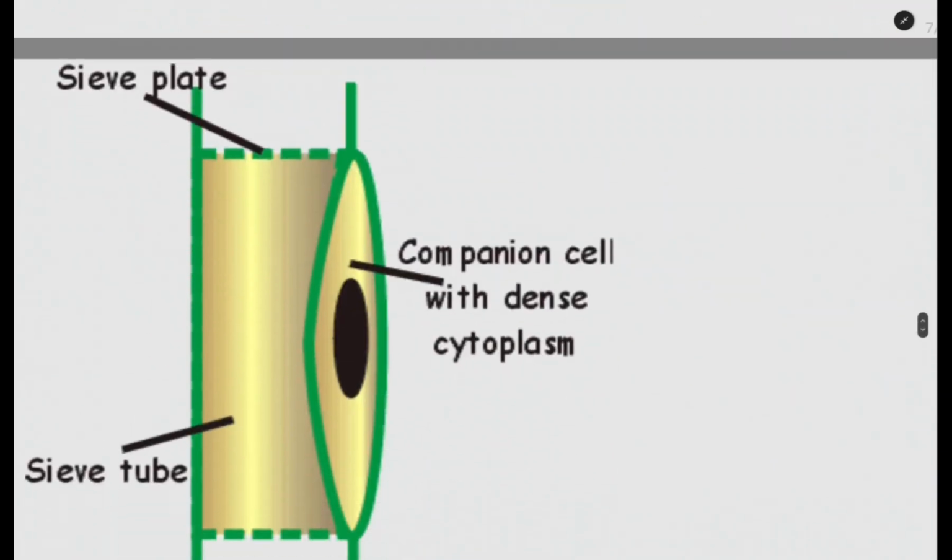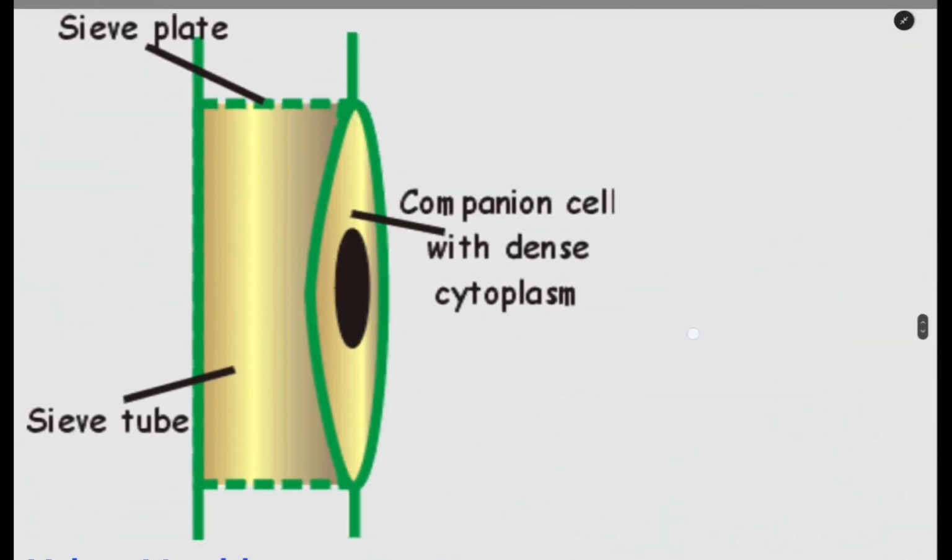So let us have a look at a typical example of a phloem. This is the one we are going to look at, the phloem. In this one, I'll put some lines here, just like this. These are the ones that I'm going to call cytoplasmic strands.